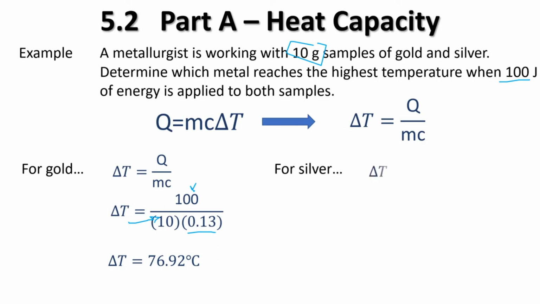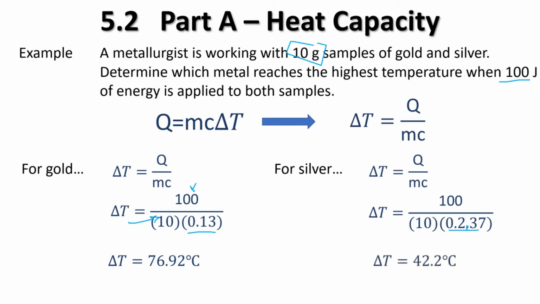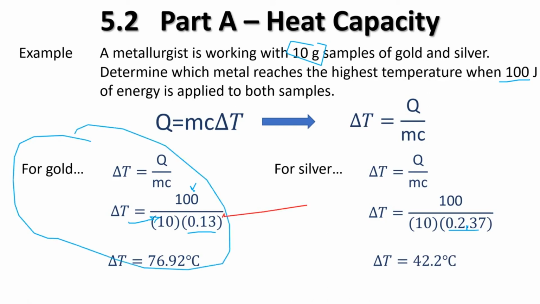Continuing for silver, same equation. The only thing that changes is my specific heat capacity, which I didn't seem to type in properly. It's 0.237. And when you do that computation, you get 42.2. So determine which metal reaches the highest temperature. That would be our gold. It gets the hottest because I guess it has the lowest specific heat capacity.